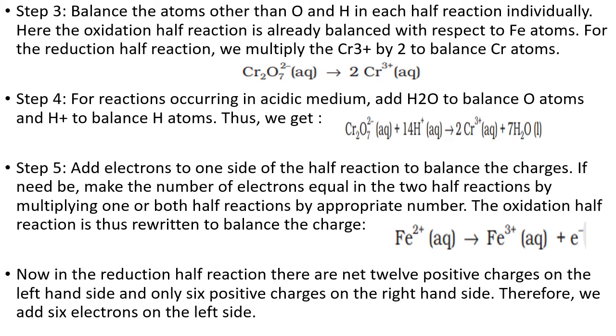equation says that it is Cr2O7 to Cr. So on the LHS we find 2 Cr and on the RHS we find only 1 Cr. So to equalize, take 1 Cr extra on the RHS. Therefore, I should write what? Cr2O7 2-, that gives 2Cr3+. So I have equalized the reduction half reaction: 2 Cr, 2 Cr.